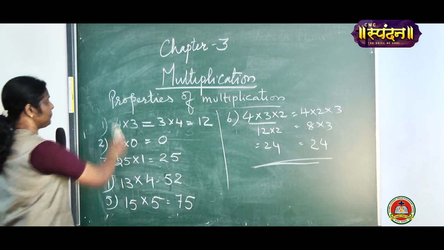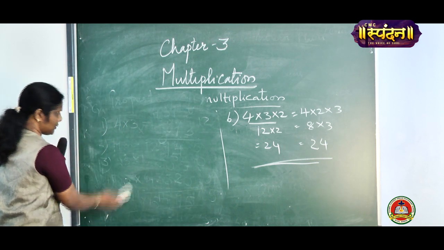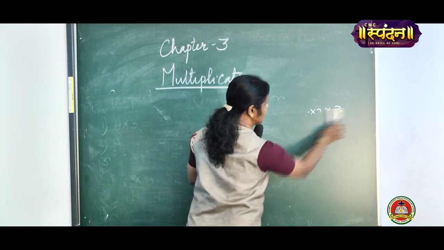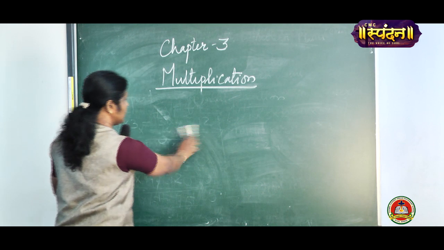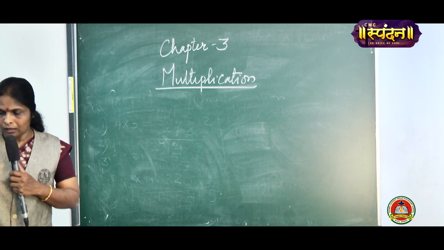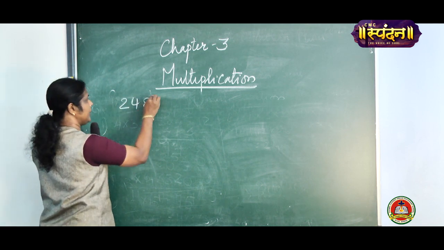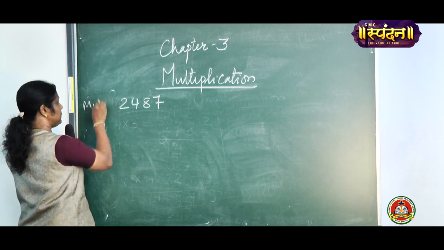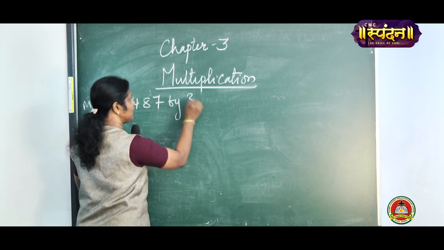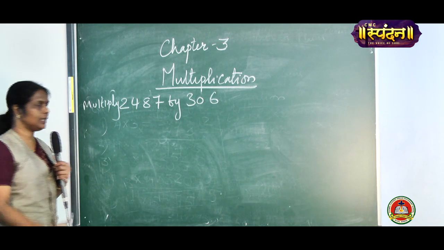Now let us see, as I have told you, we will be seeing in this session how to multiply a 4-digit number by a 3-digit number and a 5-digit number by a 2-digit number. So here I take another example, multiply 2487 by 306. So here we are multiplying a 4-digit number by a 3-digit number.